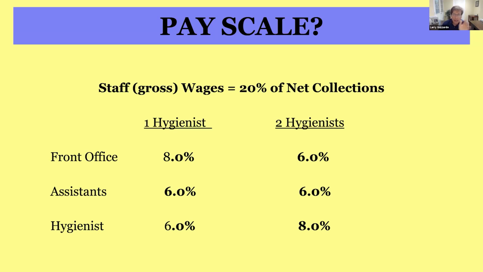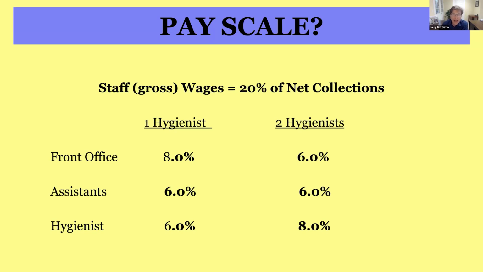If you have two hygienists, the formula changes a little bit because of the extra revenue that the hygienists generate. It lowers the cost at the front desk, but because of the higher wages that the hygienists get, their wages go up a little bit. It's still 20%, but it changes. The front office will go down to 6. The hygienist will go up to 8, but it's still 20% of net collections. That's what you could afford for gross wages.